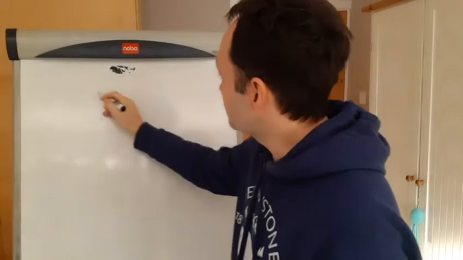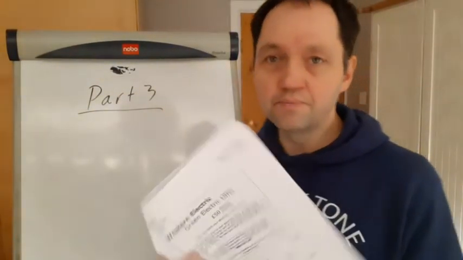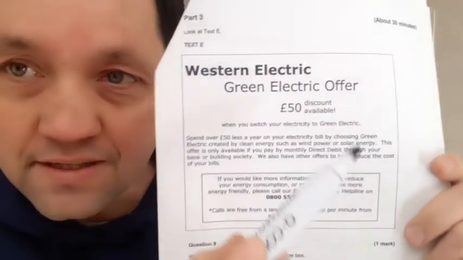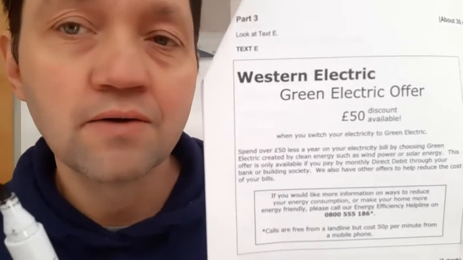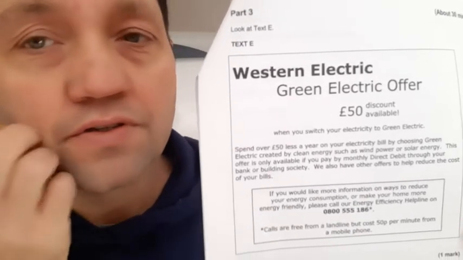Right, now are you all ready for part 3? This is the final part of the exam. In part 3, we had to look at this. Okay, and as you can see, this article or this text E is actually what we call an advertisement. It's advertising Western Electric green energy offer. So this is what we say a persuasive text. This is a text that's trying to get you to buy something or to change your habits.